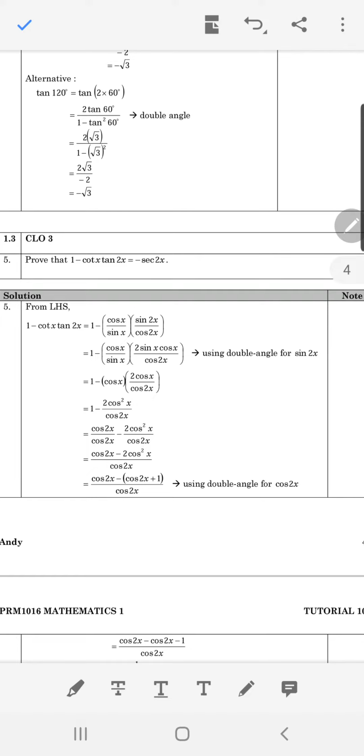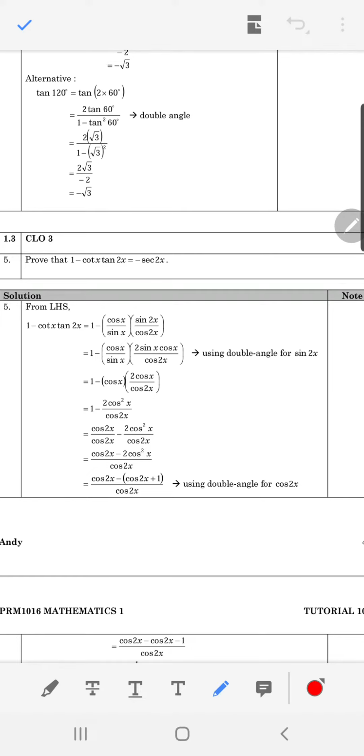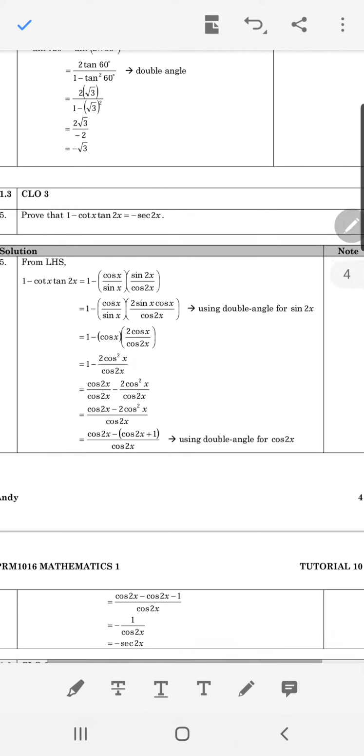So as a proving question, you have to change all your cosecant, cotangent, secant and tangent, everything, into sin and cos, to easily prove the question.